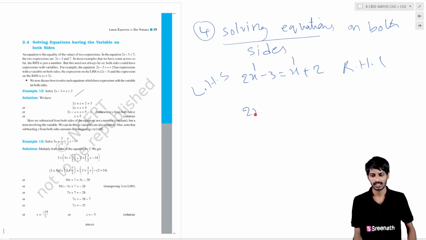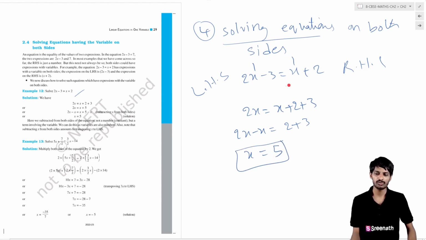Suppose 2x is equal to, if you take this minus 3 to that side, it becomes x plus 2 plus 3, and you have to take this x to this side, that is 2x minus x equal to 2 plus 3. That is x equal to 2 plus 3, that is 5. Finally the answer is 5. Sir, how do you do this, sir?